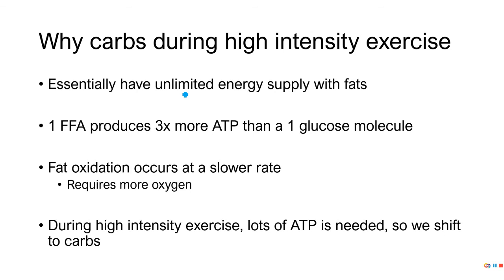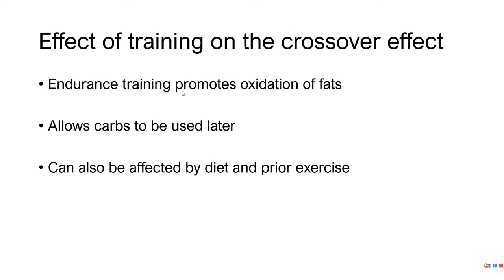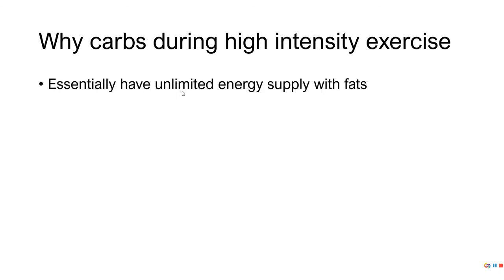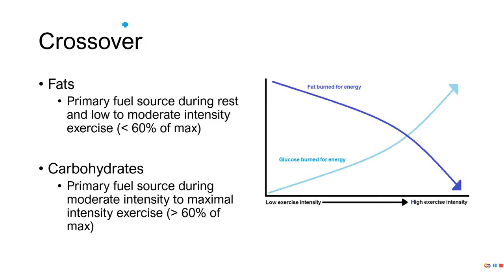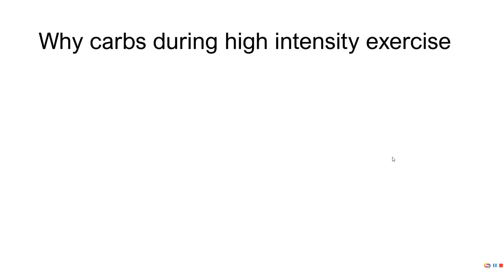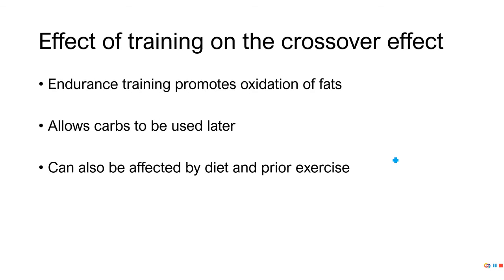But what's really interesting is that training can affect what we call the crossover. Just to go back here, crossover is this point right here, up at the top, where we start burning more carbs than fats. With training, we become better at using fats. This allows us to hold on to carbs and use them later, and as a result, we can go for a longer time. We have greater endurance. And that is how we use the different energy systems.